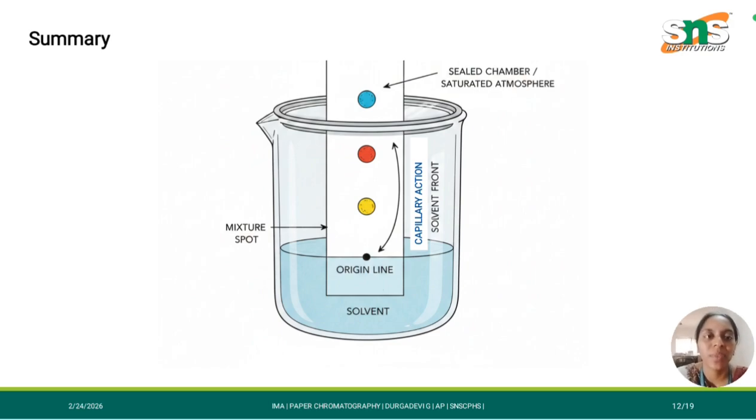Then the summary: the principle involved in paper chromatography is partition, and it can be achieved with the help of a development chamber where we can keep our mobile phase, and a stationary phase which is a paper, that is Whatman filter paper of suitable grade, and with the help of these development techniques and detection techniques we can develop and detect different types of samples.